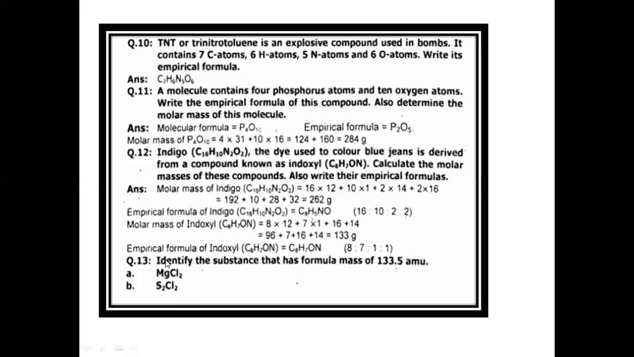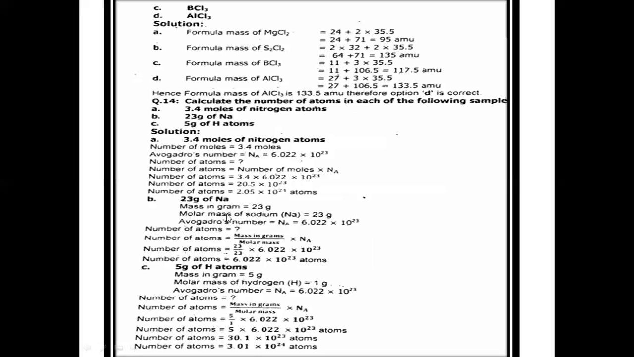Question number 13. Identify the substance that has formula mass of 133.5 amu. Magnesium chloride, sulfur chloride, boron chloride, aluminium chloride. Find out the molar masses separately, and you will see that aluminium chloride is 133.5. So this is the correct option, D.